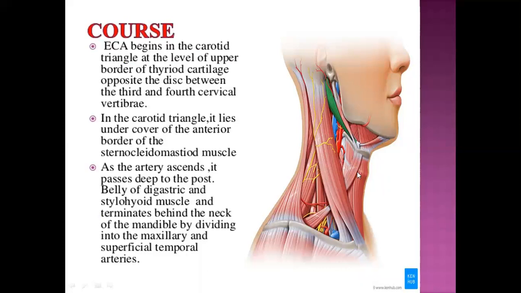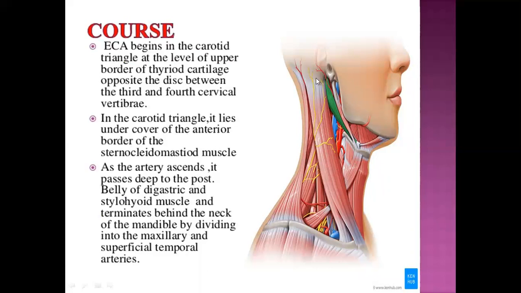This is the superior belly of omohyoid. This is the inferior belly of omohyoid. This is the sternohyoid and sternothyroid muscles. As the artery ascends, it passes deep to the posterior belly of digastric, behind the sternocleidomastoid.